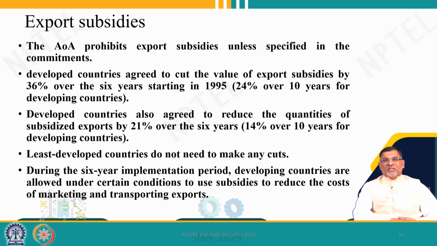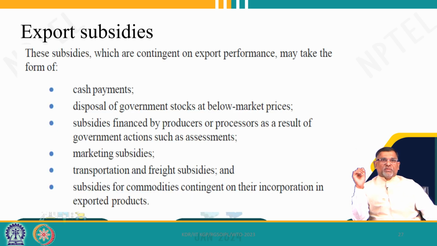So, all developed countries and developing countries have reduced already, and also the quantities of subsidized exports, the quantities exported with subsidies, developed countries agreed for 21% and developing countries agreed for 14%, and least developed countries have no commitments. So, the implementation period is completely over, and now they have complied with these export subsidy commitments.